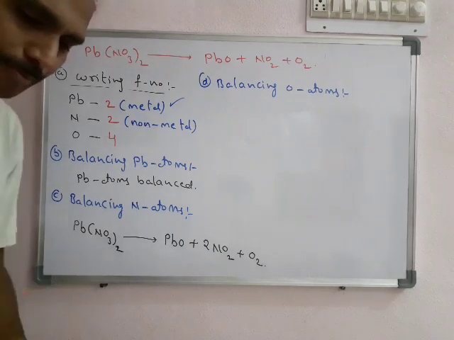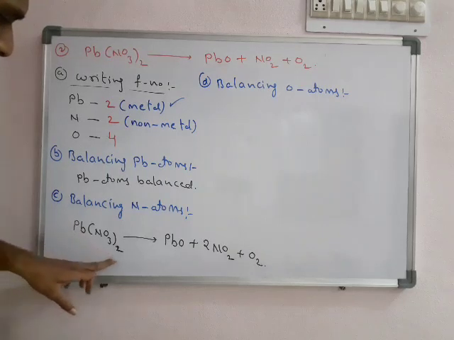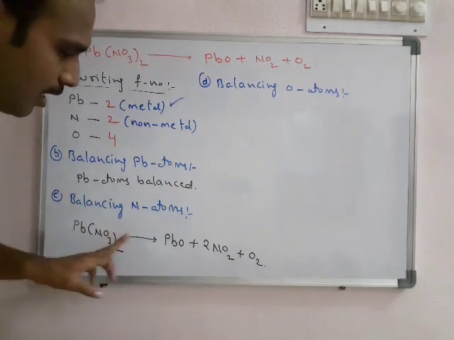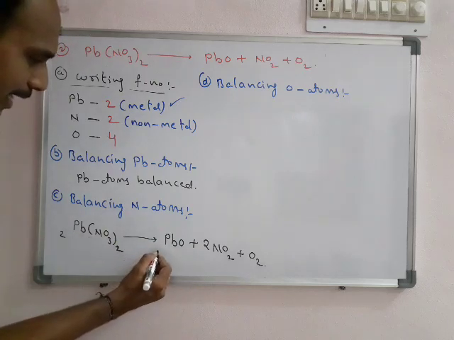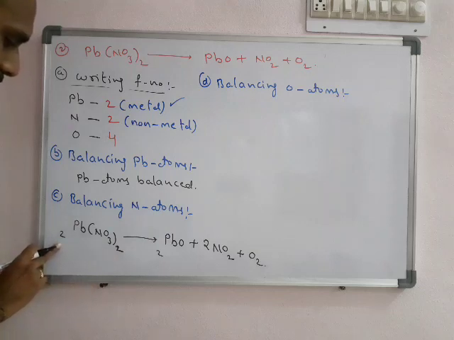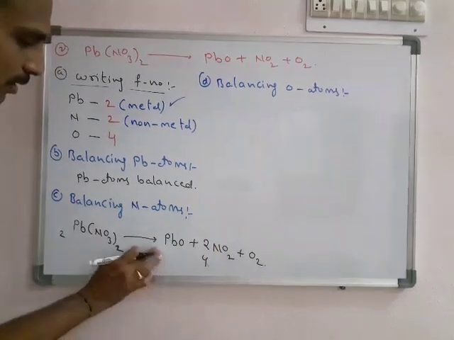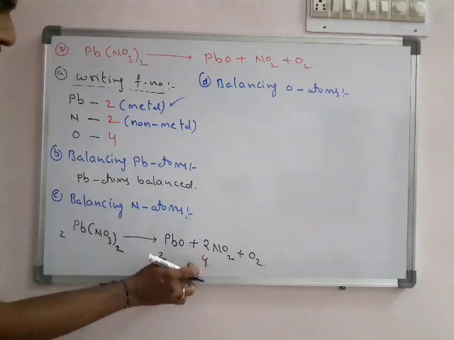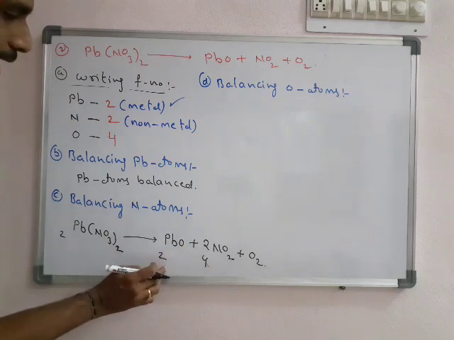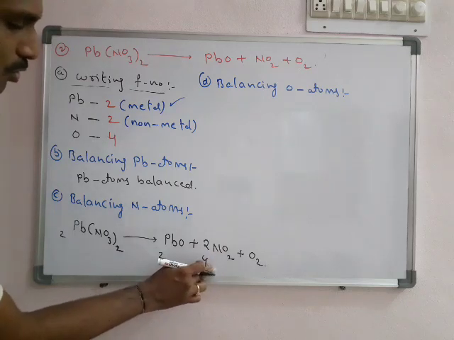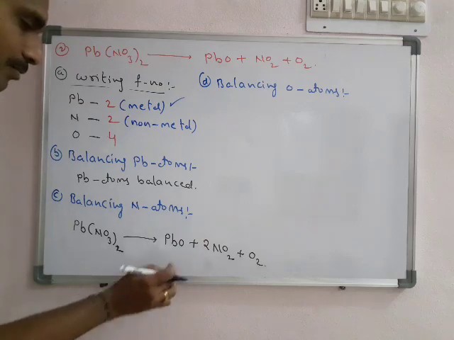We can't take any general step for this balancing. For example, if you put 2 here, there is a possibility of 6 to 12. For example, putting 2 here, 6 becomes 12. Lead is 2, so we put 2 for lead. But nitrogen becomes 4, so make it 4. Now, is it balanced? 4 nitrogens, 2 lead, oxygen 3 to 6 to 12. Here 2, 4 to 8, 9, 10, 11, 12. Now it's balanced. It means we need to multiply all compounds with the number 2 except this one.